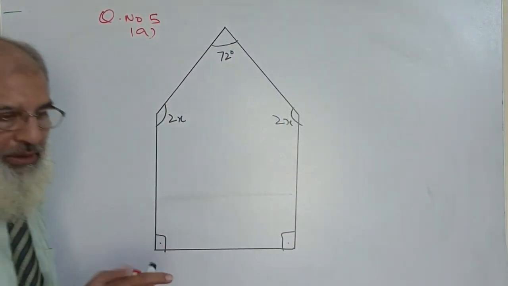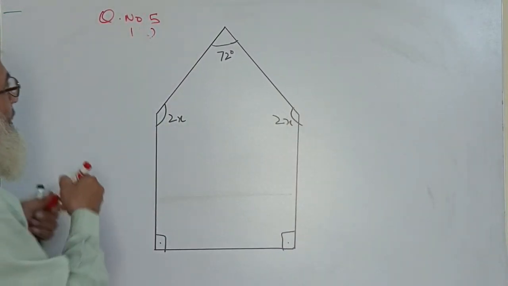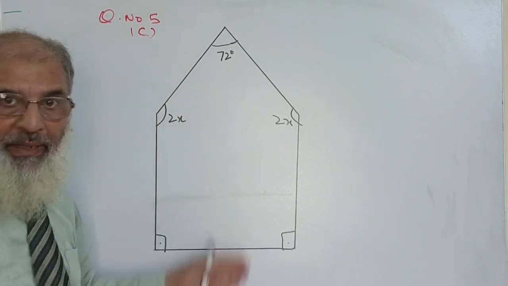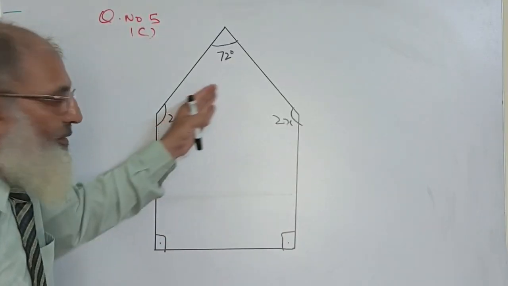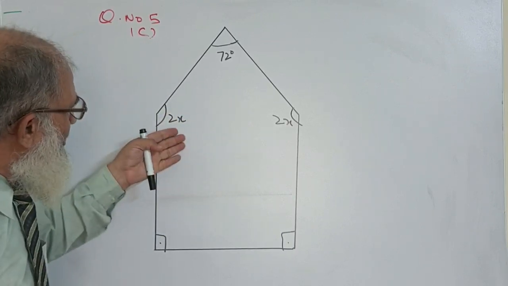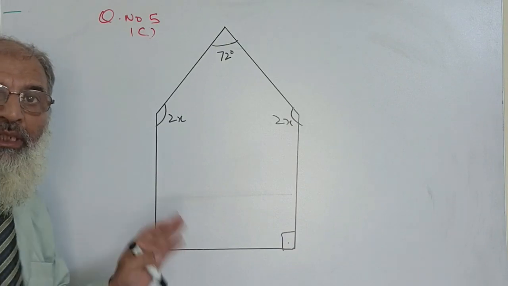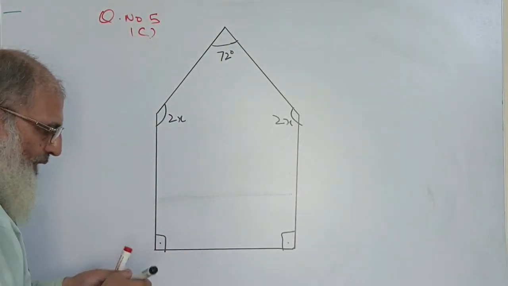Now dear students, this is the last question. Question number 5, part C. This is part C, and you see that it is again a pentagon. 1, 2, 3, 4, 5, and sides are given. Angles are given: 2x, 2x, 90, 90. When this sign appears, it means it is 90 degrees. So again, it is very easy.